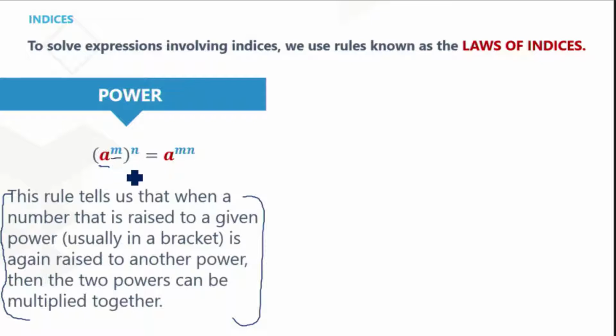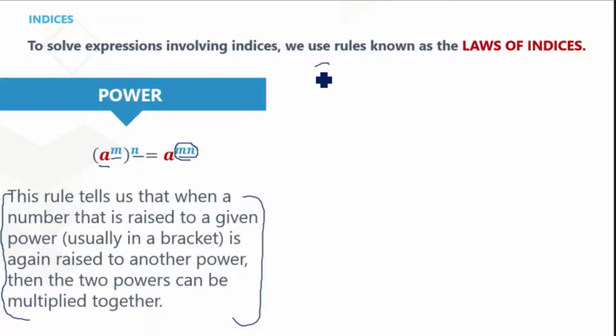The given power is m, usually in a bracket. Of course, you can see it's in a bracket. It's again raised to another power, which is n. Then the two powers can be multiplied together. So it's equal to the number with the two powers multiplied together.